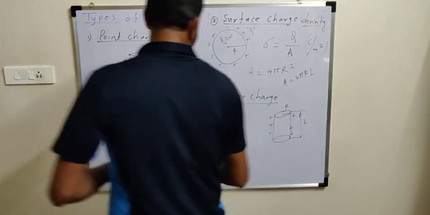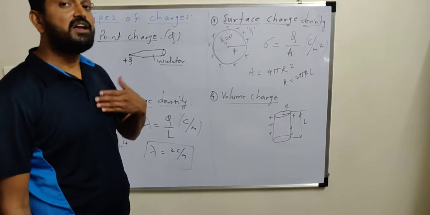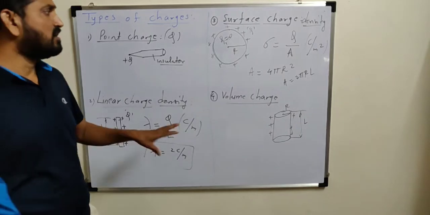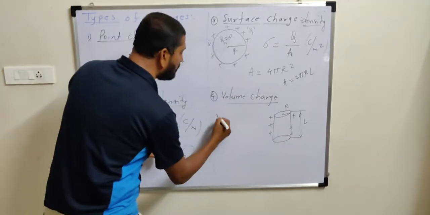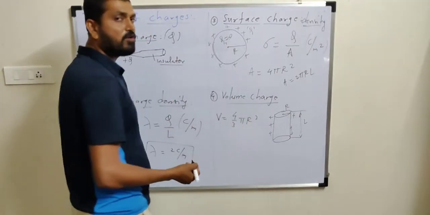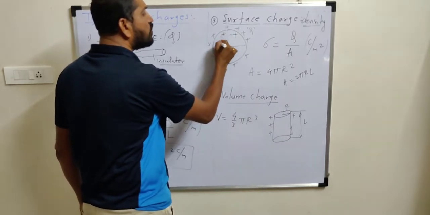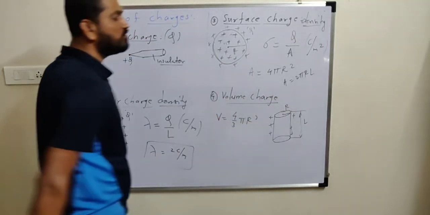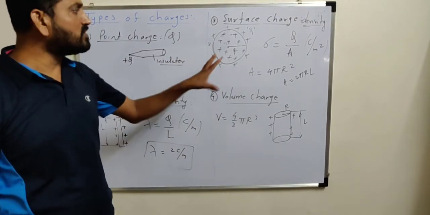Now the third type is called volume charge. What do you mean by volume charge? If the total charge given to a body is spread in the entire volume. Generally this term is required in the case of solid geometries. Imagine this is a solid sphere. It has a volume of 4 by 3 pi r cube. And if it is charged, where will that charge spread or be deposited? Not at the center, not on the surface. It will spread everywhere in this total volume. Then it is called the volume charge distribution.